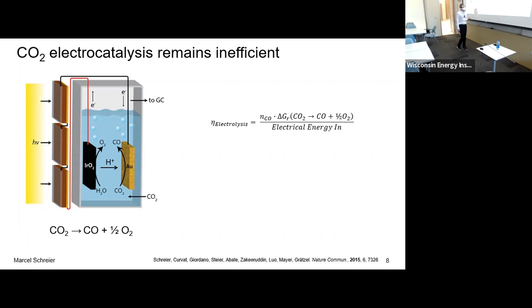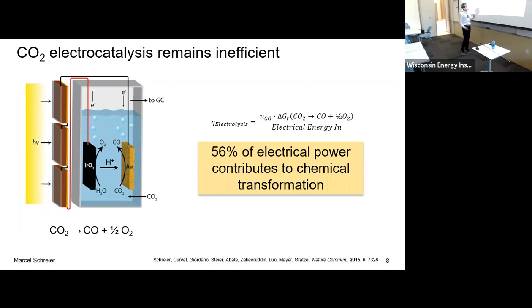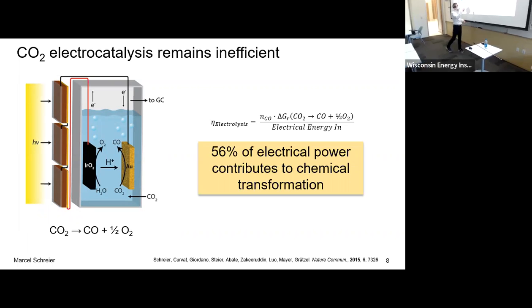Now, when we analyze the efficiency of this device, we actually find that only 56% of the power that is generated by the solar cells contributes to this chemical reaction that transforms carbon dioxide. The rest of the energy is being lost. So this shows us that even if we take the best materials that are known to humanity, we can still not get to very high conversion efficiencies. And it indicates that there's still a lot of research to do to drive this chemistry forward. And that's what I'm going to be talking about today.